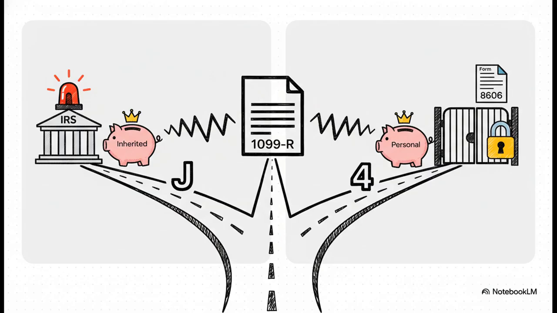But if they use Code 4, your tax software might see a death distribution and block you from applying your own personal basis from Form 8606 to your personal withdrawal. That means your own money gets taxed. Either code they pick sends a corrupted signal.